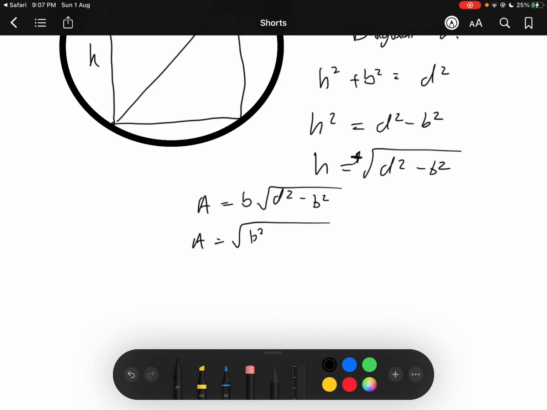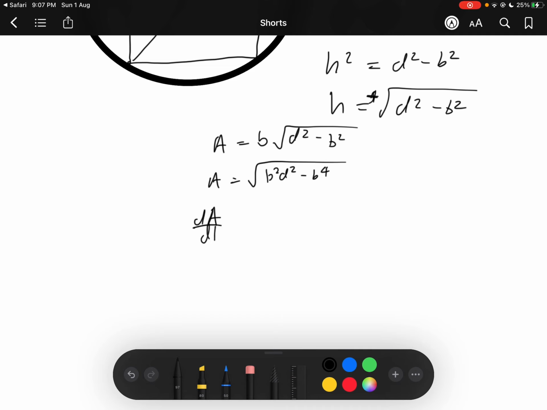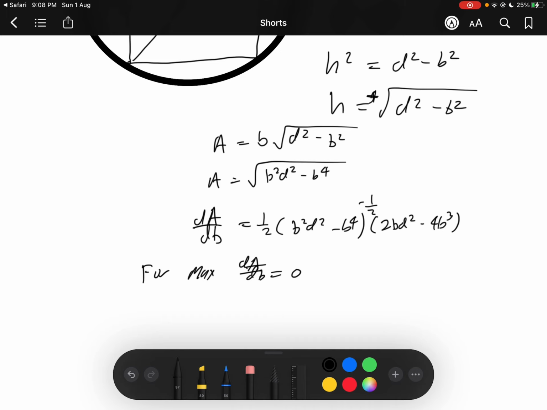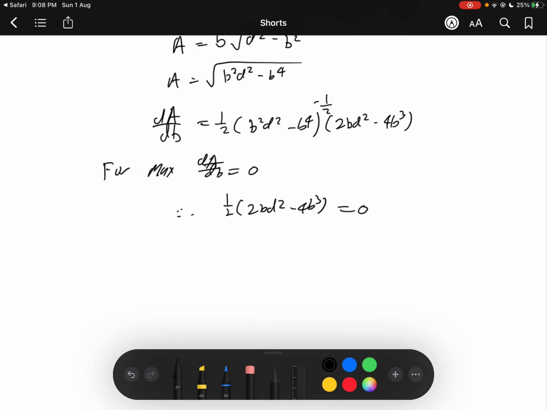So area equals the square root of b squared d squared minus b to the power 4. And now we find dA/dB, the derivative with respect to b. That equals 1/2 times b squared d squared minus b to the power 4, to the power of negative 1/2, times the derivative of the inside function, which in this case is 2b d squared minus 4b cubed. And for maximum, we know that dA/dB equals 0. Therefore, 1/2 times 2b d squared minus 4b cubed equals 0, and so b d squared minus 2b cubed equals 0.